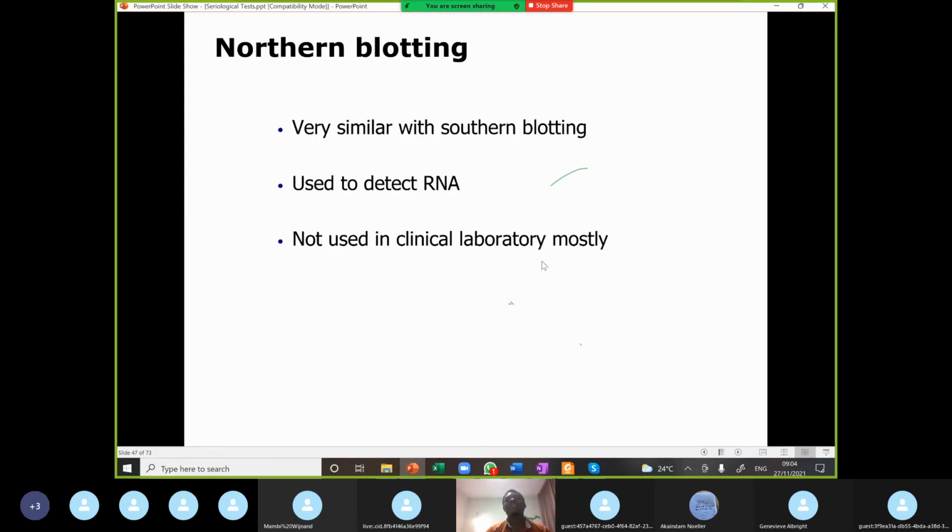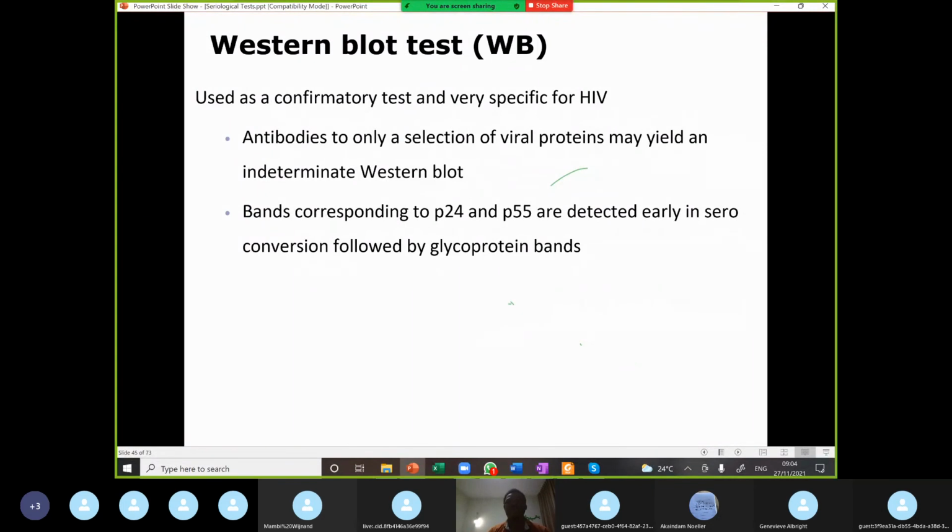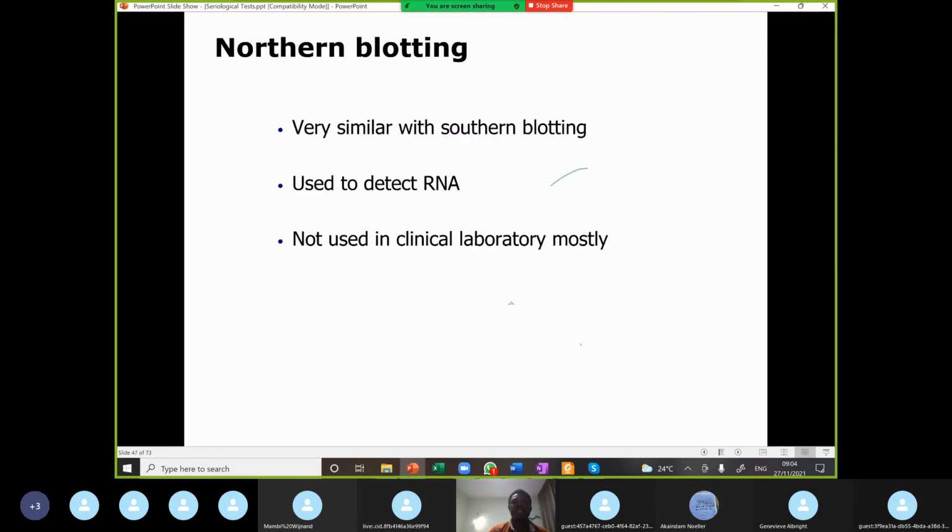So if we are doing this in proteins, it is called Western blotting. If we are testing this to ascertain the presence of proteins, Western blotting. And if we are testing this in RNA, it is called Northern blotting.